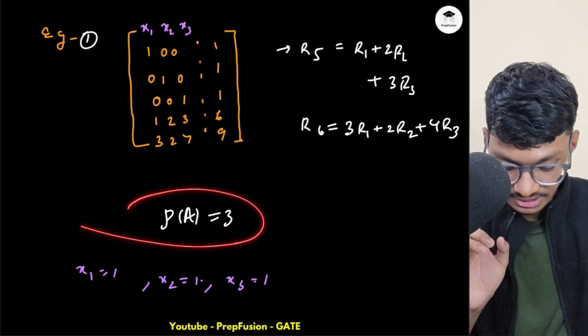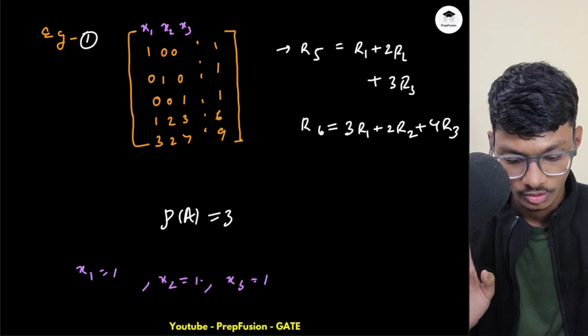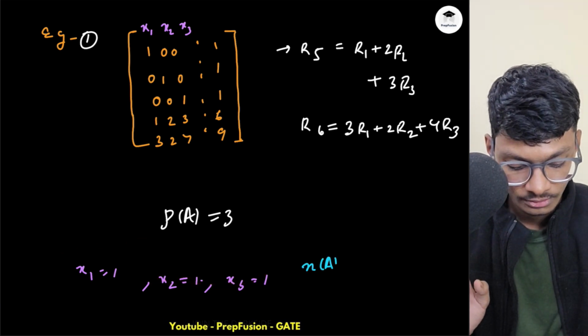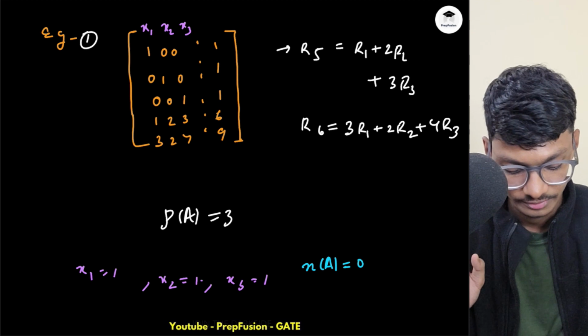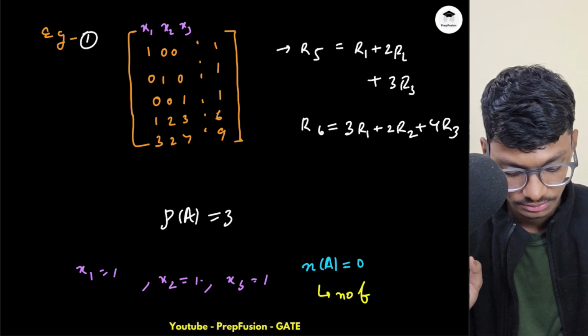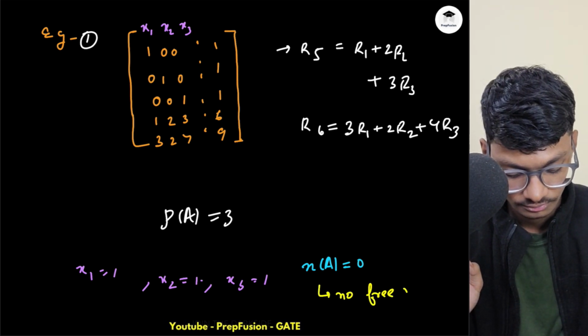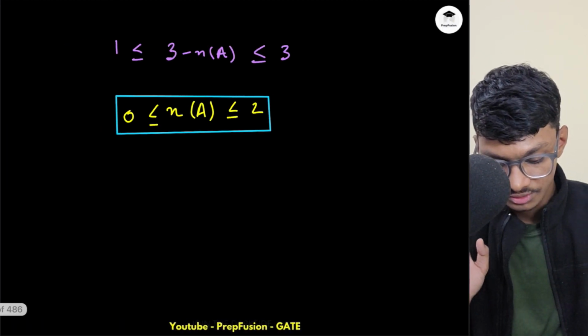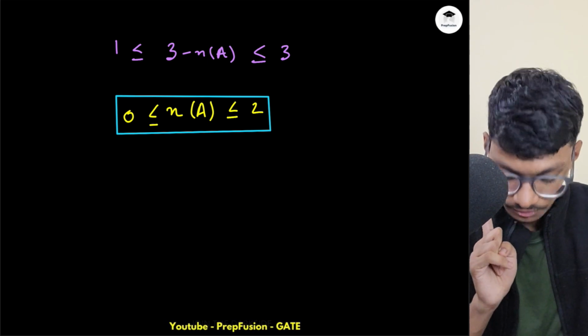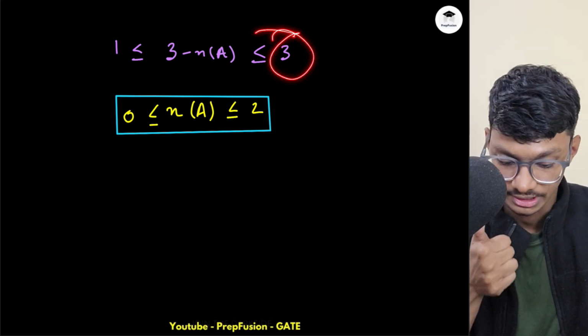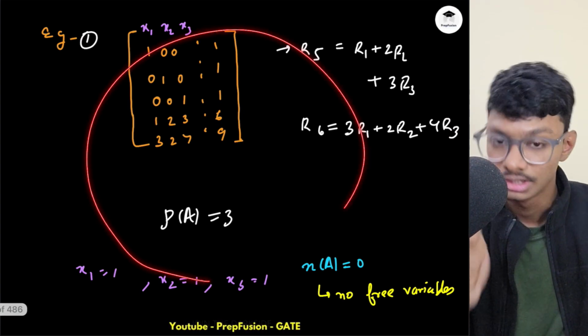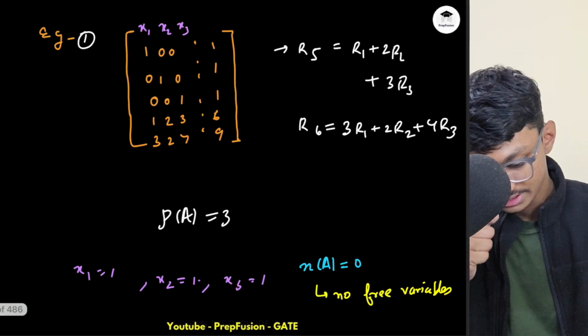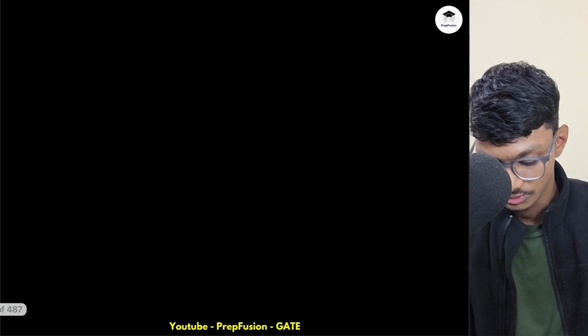So yeah, the rank is 3, so nullity here is 0, because I don't have any free variables. Here, when was nullity 0? Rank was 3, nullity was 0. Yes, hence proved. Now let's do another example. From there also we will understand.